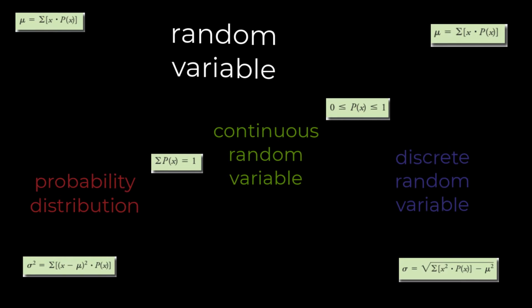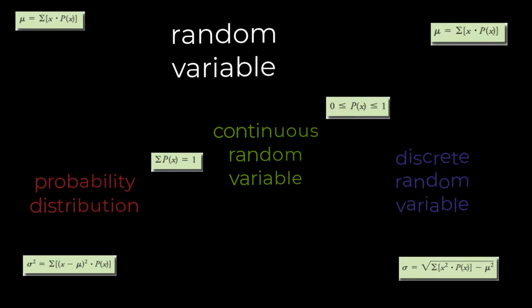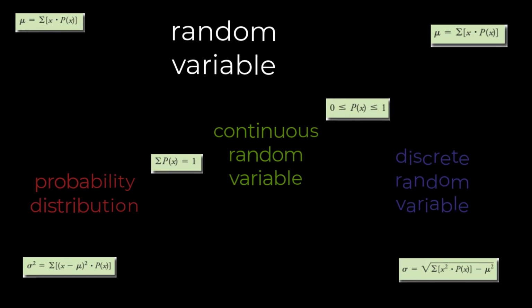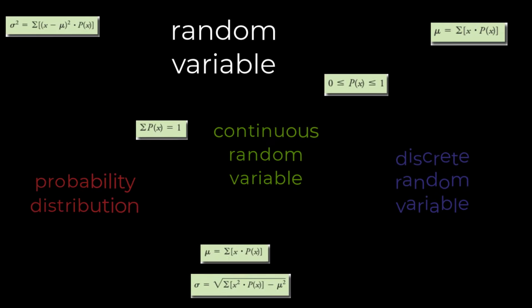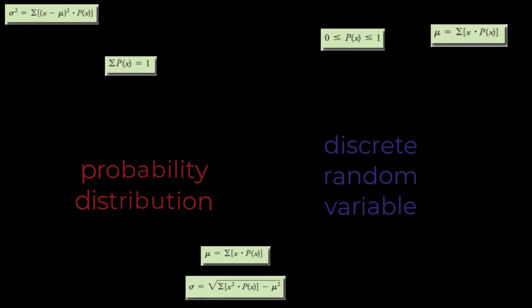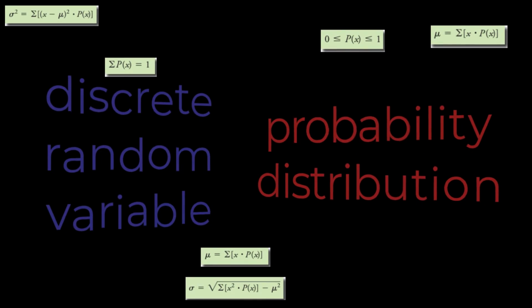In this video, I'm going to outline the concept of random variables, and in particular I'm going to focus on discrete probability distributions to include how to compute their mean, variance, and standard deviation. Let's get started by defining a random variable.